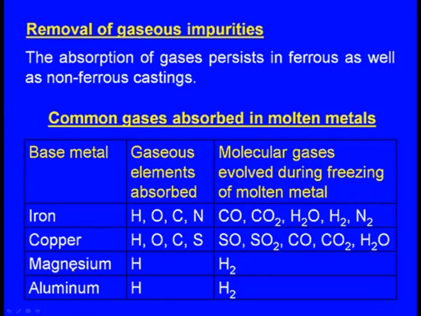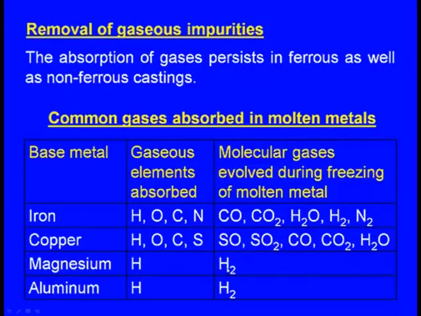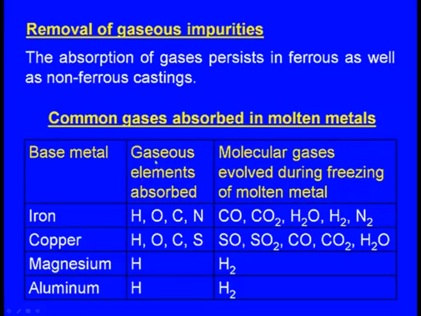Now, this is the magnesium melt. The gaseous element absorbed is hydrogen. Initially, it goes inside the melt as atomic hydrogen, but it comes out from the casting during solidification as molecular hydrogen. Similarly, when the base metal is aluminum, the gas element absorbed is atomic hydrogen, but it comes out from the casting during solidification as molecular hydrogen.